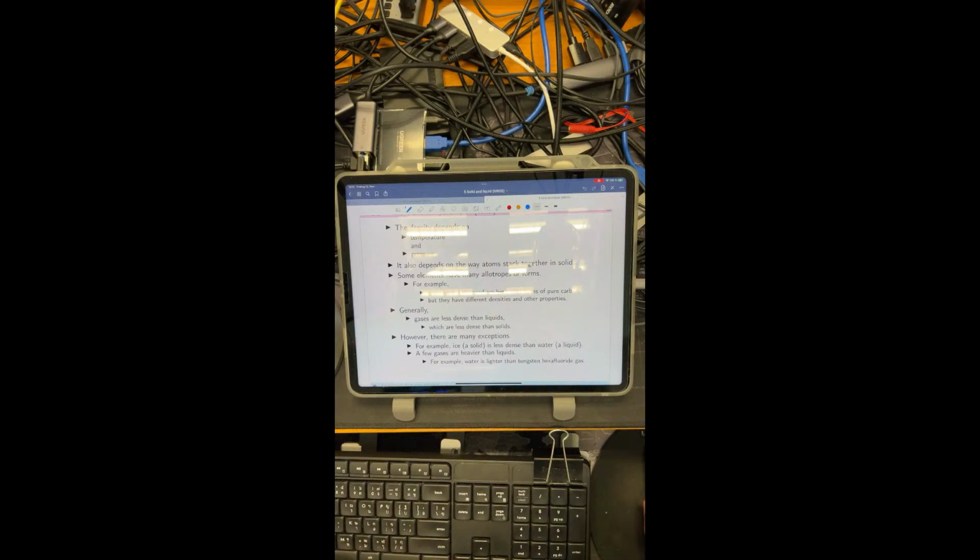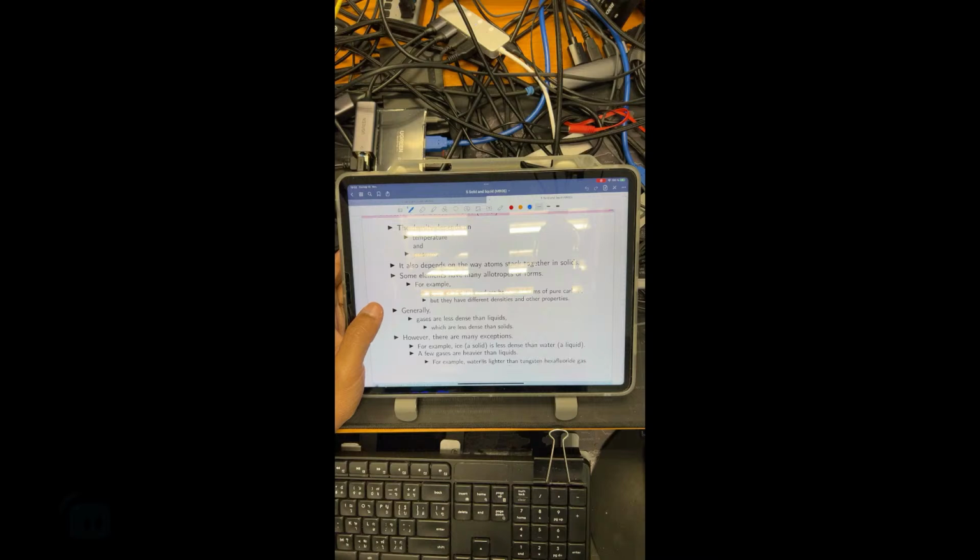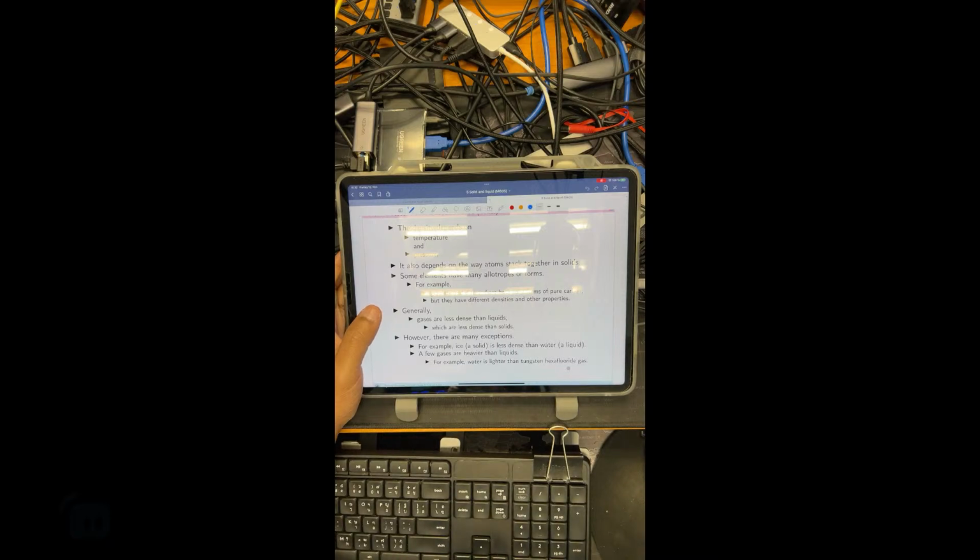No? Okay, it's a special kind of gas and we won't get into the detail, but I just point out a few examples of the exception. Water and tungsten hexafluoride, which is a kind of gas, right?